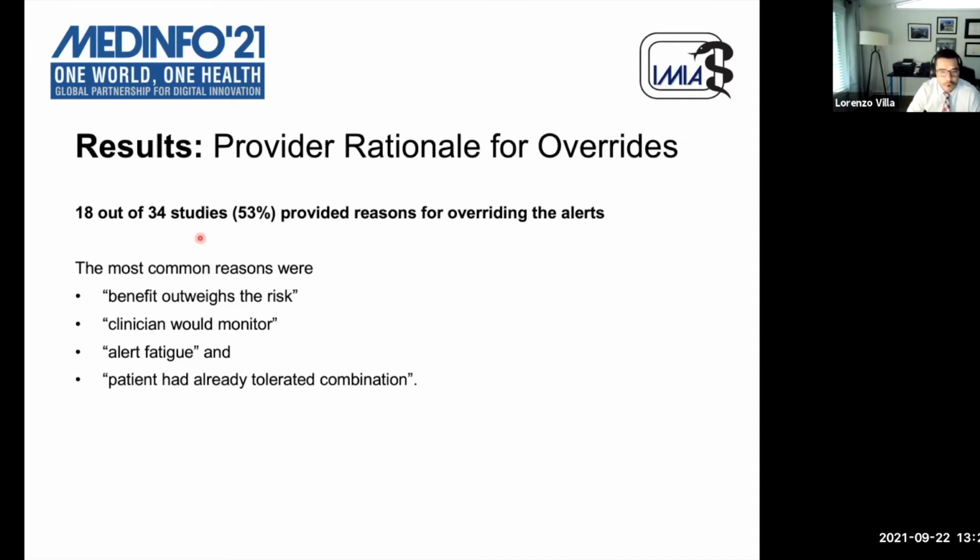provided a reason why you are overriding, right? And then you can see the reasons that they reported. So because the benefit outweighs the risk, for example, or we're going to put those patients in like a kind of monitor. We're going to take a close look at those patients. So we're going to just keep the prescription. But then also the alert fatigue, which is one of the more frequent reasons. And then at the end, it's like, well, because the patient had already tolerated the combination. So it's really interesting, these reasons that they say.